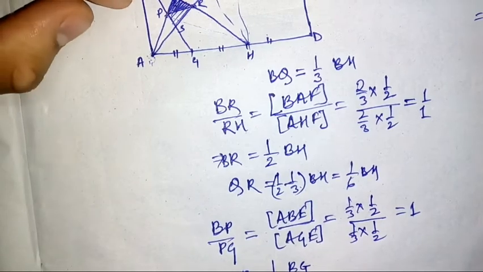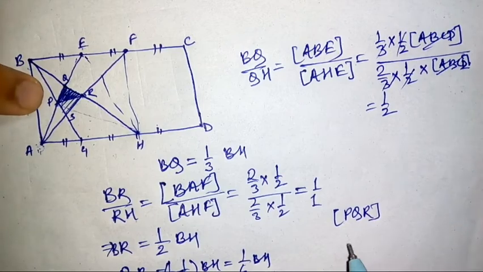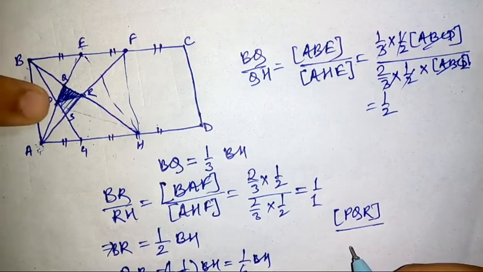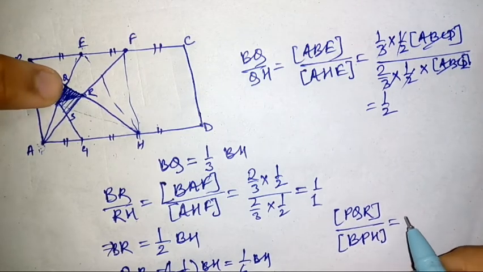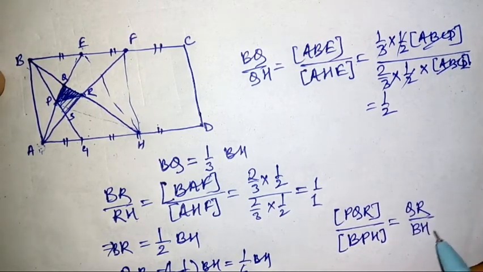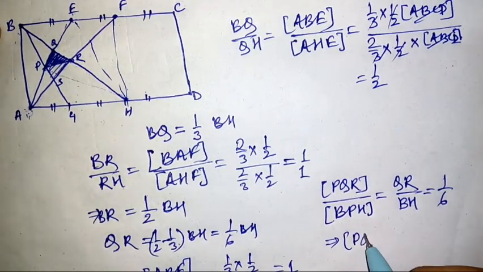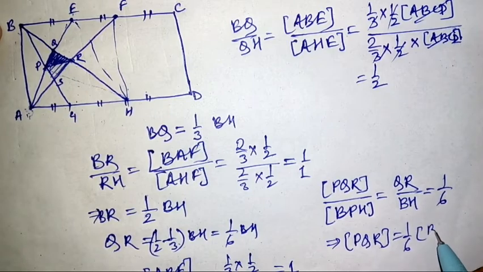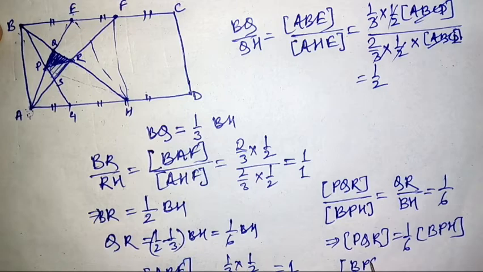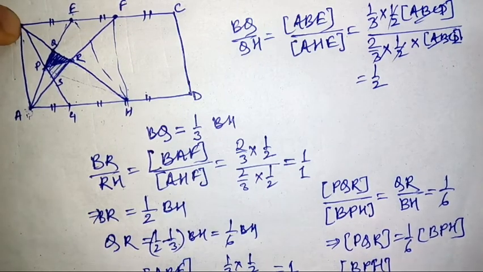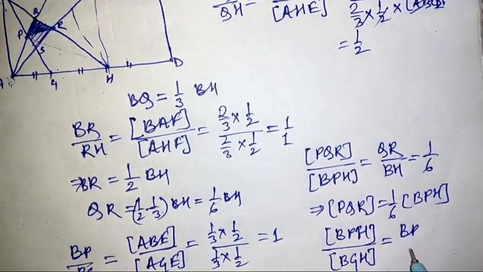Once we have defined this, now we can proceed towards calculating the area of triangle PQR by area of triangle BPH. Since I have taken the base, this one will be QR by BH, which is 1/6. So area of triangle PQR is 1/6 of area of triangle BPH. Now we have to calculate the area of triangle BPH. Using the same logic we can calculate area of triangle BPH by area of triangle BGH. BGH is BP by BG.